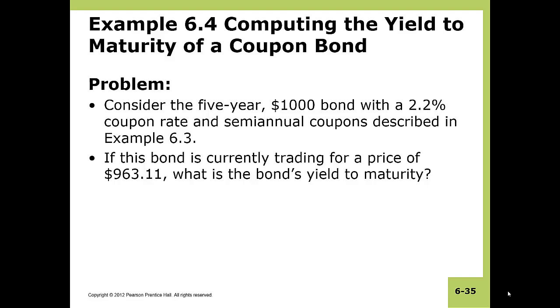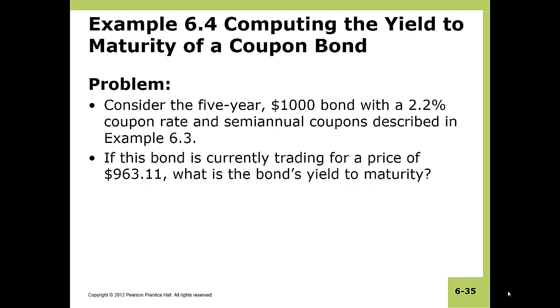All right, so the $1,000 is the future value. The 2.2% is all we're using to figure out what our interest payment is. Our interest payment is actually 1.1% of the $1,000 because it's semi-annually. This was what we did a while ago. So $11 every 6 months is our payment that we are going to receive. The $963.11 is our present value.